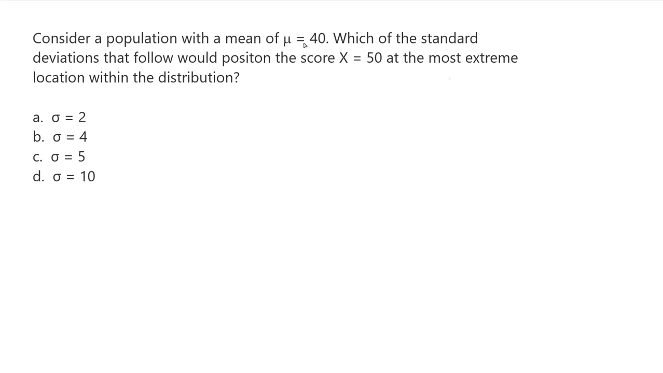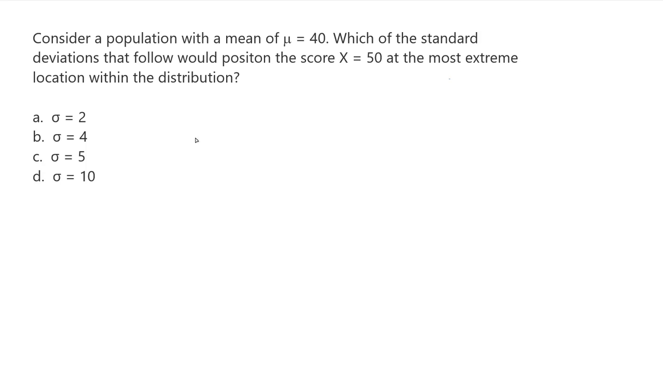Consider a population with a mean equal to 40. Which of the standard deviations that follow would position the score X equals 50 at the most extreme location within the distribution? Okay, so we've got a small standard deviation of 2, a slightly larger one of 4, larger still, a standard deviation of 5, and finally a standard deviation of 10.